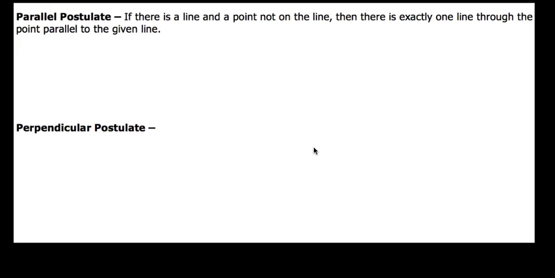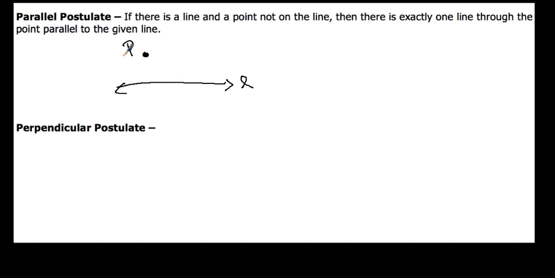Now for the parallel postulate, we're told that if there's a line and a point not on the line, then there's exactly one line through the point parallel to the given line. I've got to draw a picture of this, so let's kind of pick it apart. If there is a line, alright, so I'm going to draw a line. We're going to call that line L. And there's a point not on the line. Alright, so I'm going to pick a point anywhere not on the line. I'll just make that point right up there. We're going to label that point, we'll just call it point P. Then there's exactly one line through the point parallel to the given line.